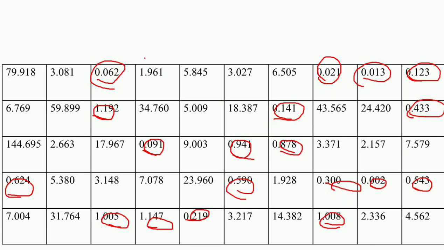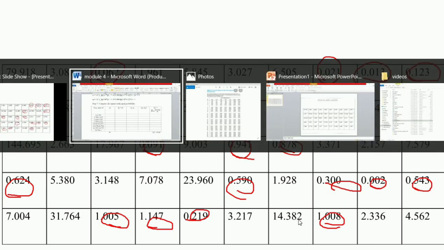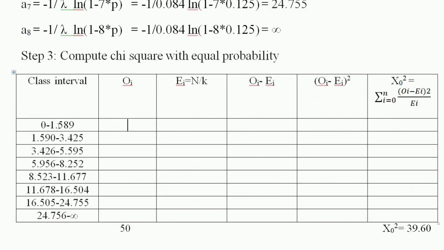Now let me count how many values we got here. That is 1, 2, 3, 4, 5, 6, 7, 8, 9, 10, 11, 12, 13, 14, 15, 16, 17, 18, 19. 19 values we got in the interval from 0 to 1.589. So enter the value over here, 19.